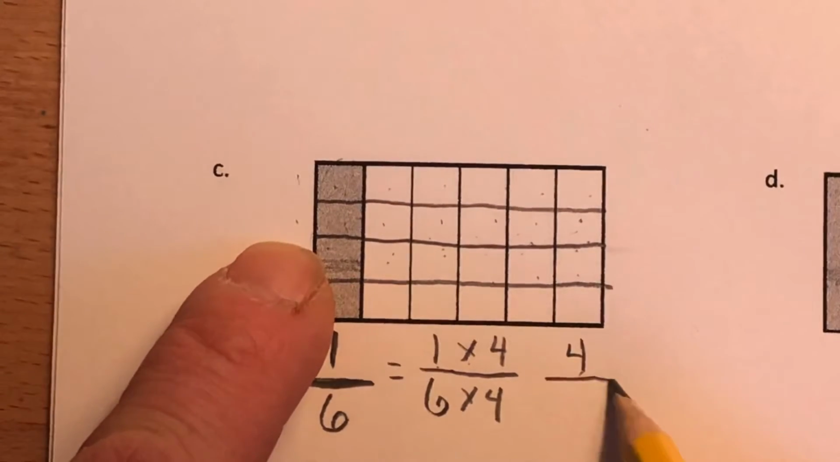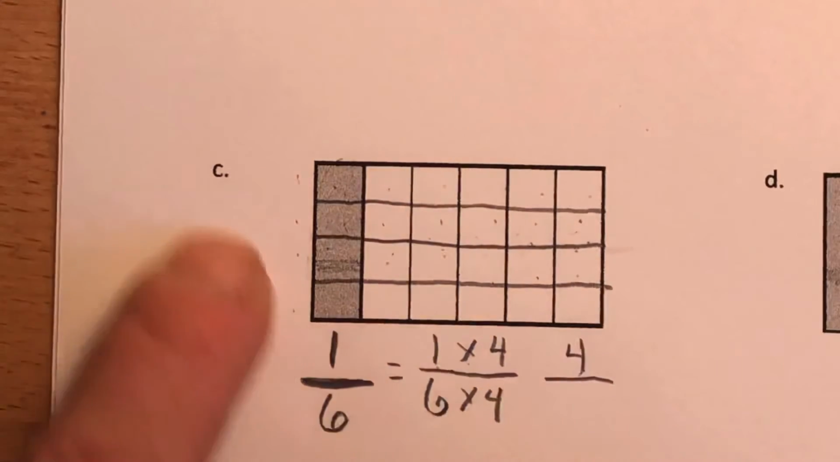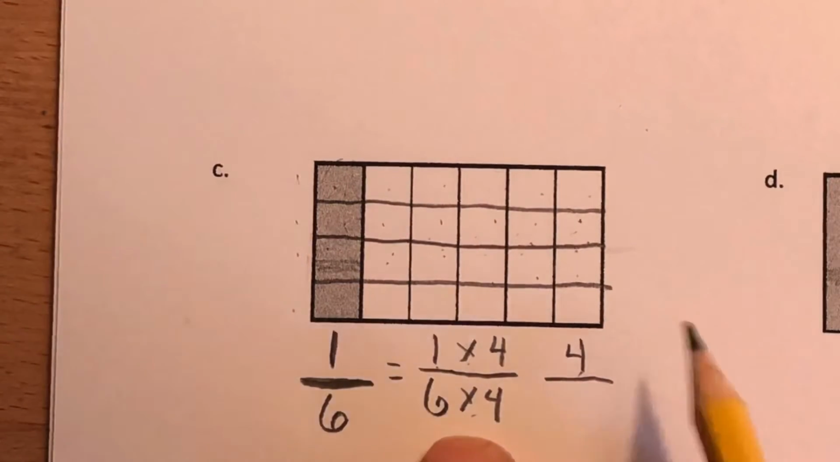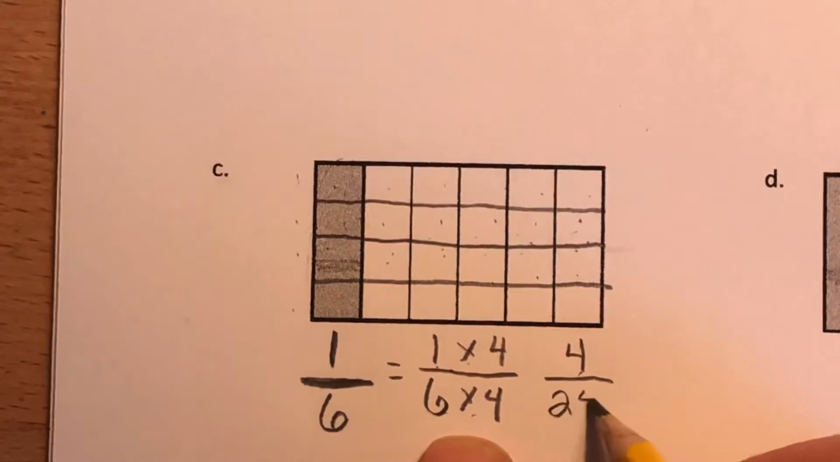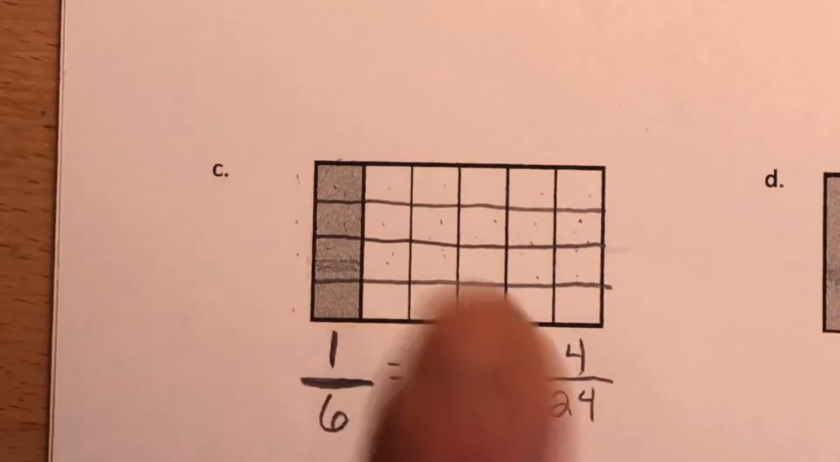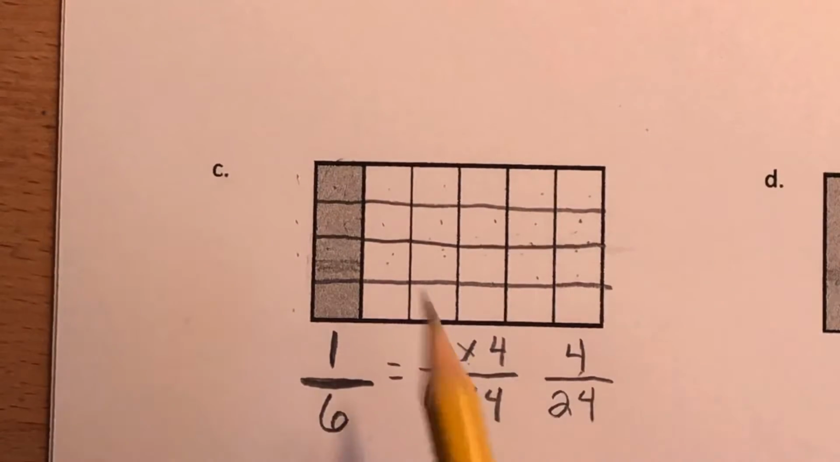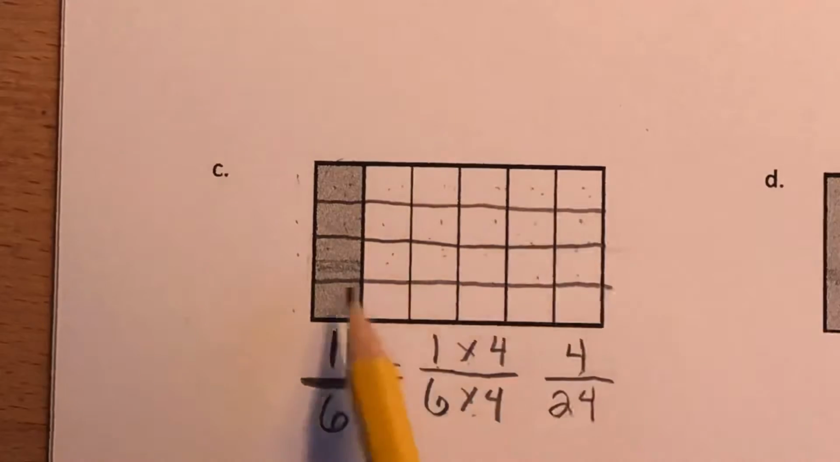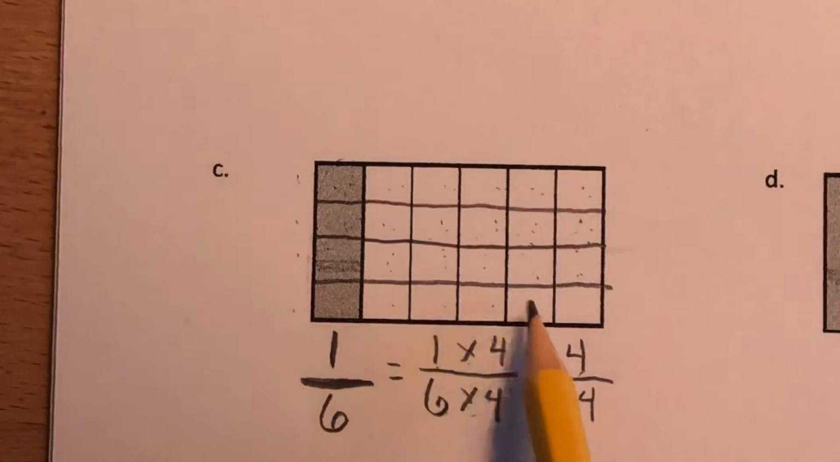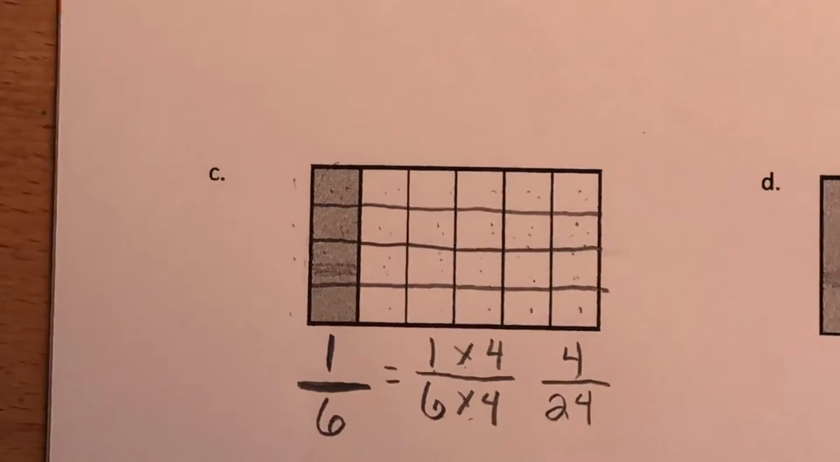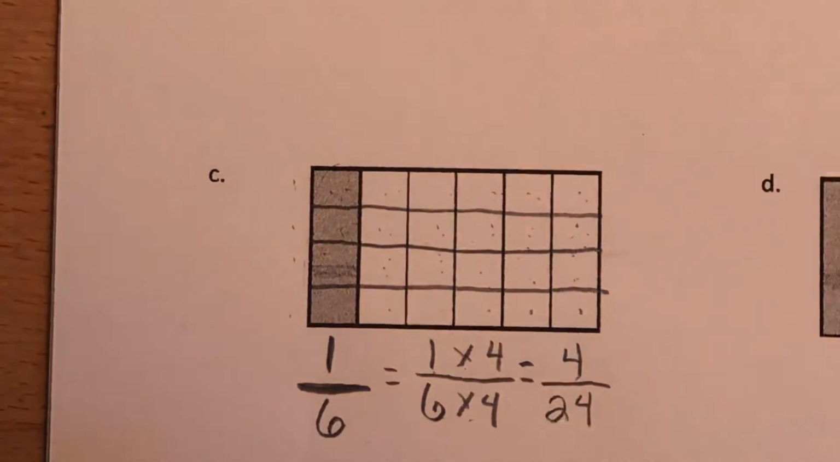Good. And then how many parts total? All right, that's 6 times 4. That's 24. So if I count all these squares, I'm going to end up with 24. Right? 1, 2, 3, 4, 5, 6, 7, 8, 9, 10, 11, 12, 13, 14, 15, 16, 17, 18, 19, 20, 21, 22, 23, 24. Pretty cool. So we know now that 1/6 is equal to 4/24. Okay? 4/24 is a mouthful.